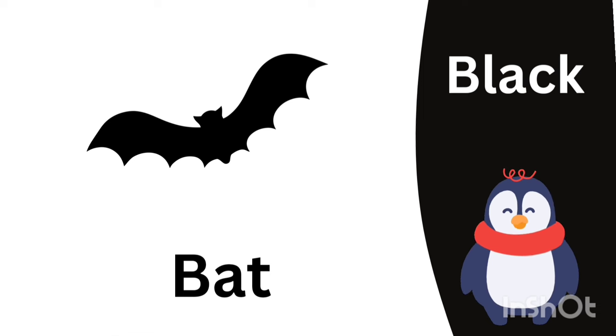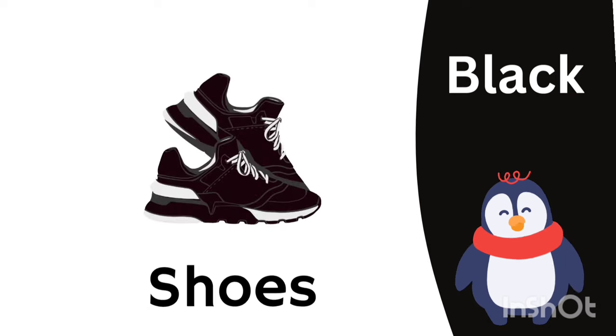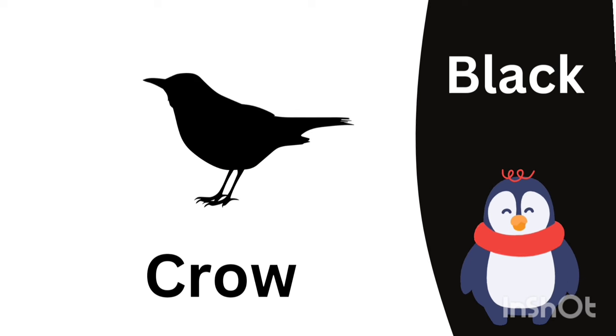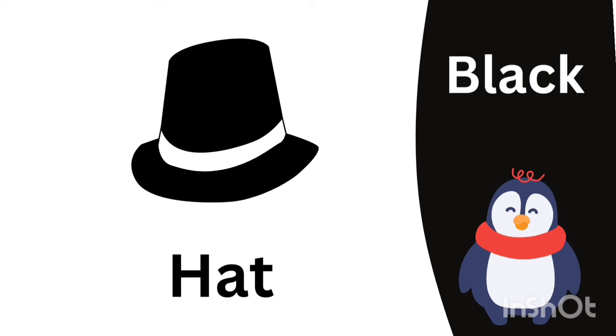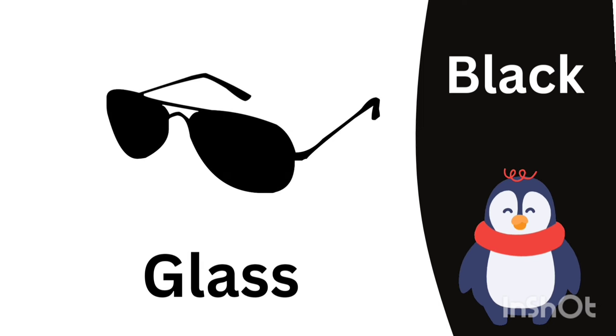What color is this? This is the color black. It spells B-L-A-C-K. Black. Bat is black. Shoes are black. Crow is black. Hat is black. Glass is black.